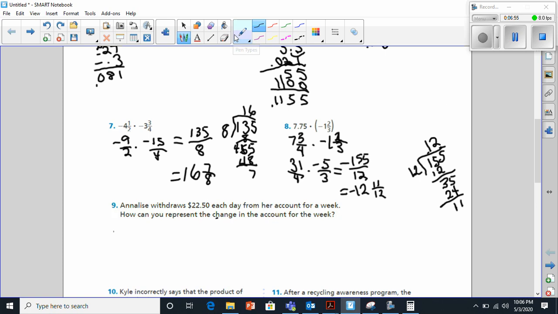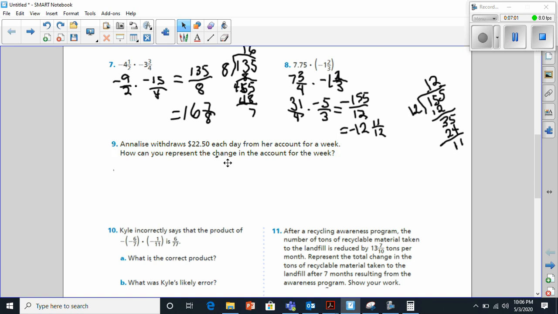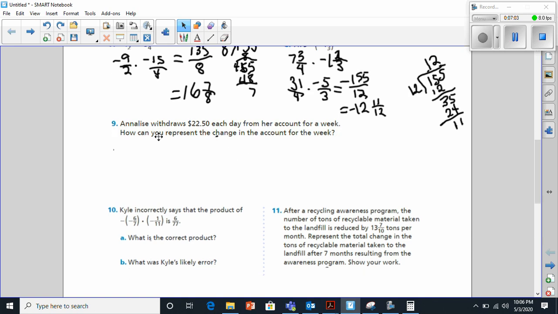Number 9, on number 9, it's stating that Annalisa withdraws $22.50 each day from her account for a week. How can you represent the change in the account for a week? Well, this is really going to be negative 22.5.